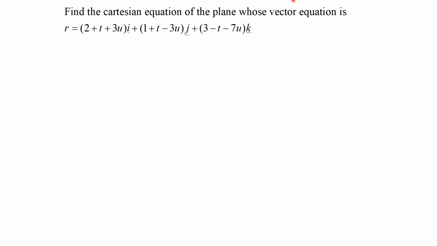Okay, now we have found the vector form of an equation of a plane. So now we are going to determine how to find the Cartesian equation of the plane, provided you are given the vector equation. So we are going to convert a vector equation of a plane, which is given in this form, to the Cartesian equation.